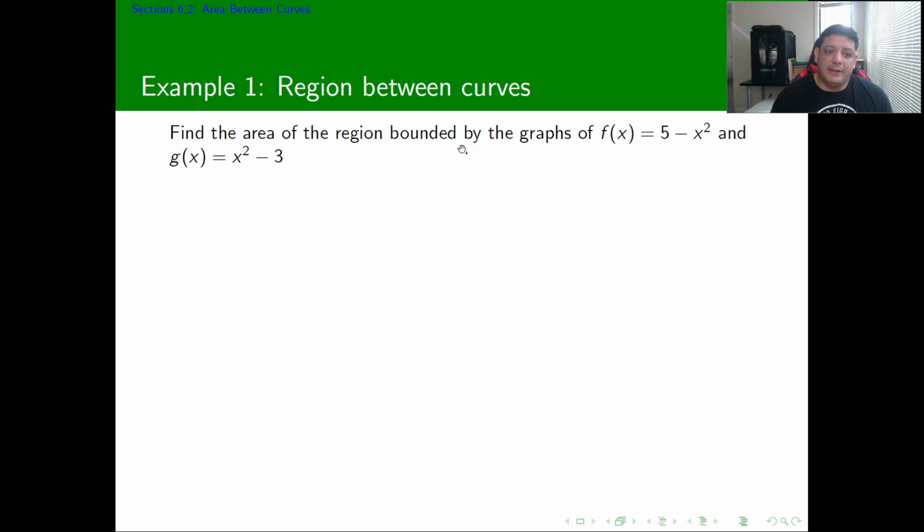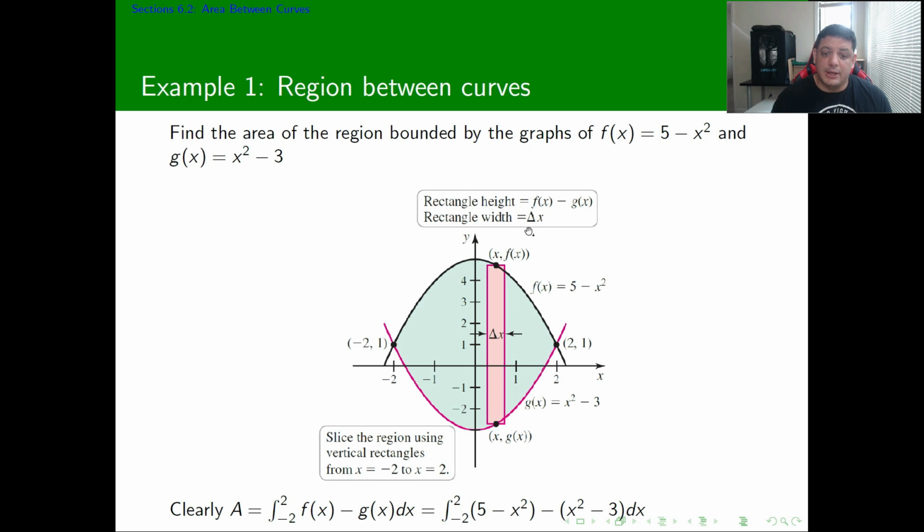So let's see an example of this. We're going to find the area of the region bounded by the graphs of f of x equals 5 minus x squared and g of x equals x squared minus 3. If we graph those functions, notice that this is going to be a parabola, and this is as well going to be a parabola. They're going to intersect at certain points. Here the top function is going to be f, and the bottom function is g.